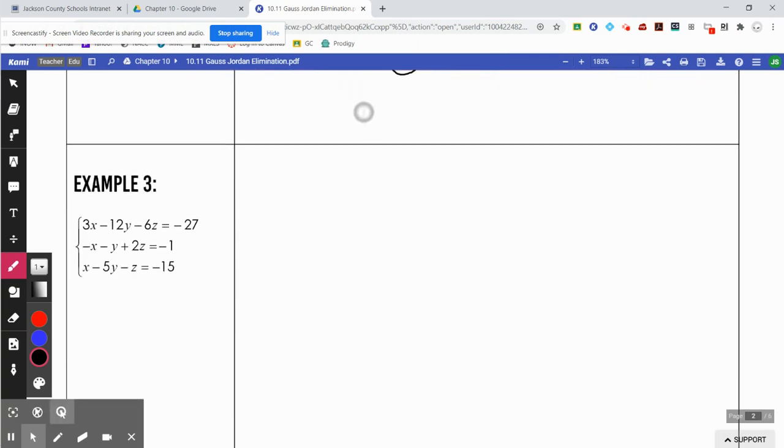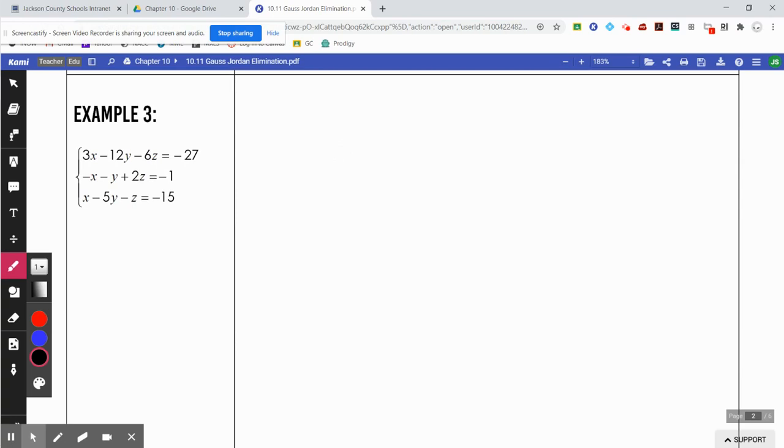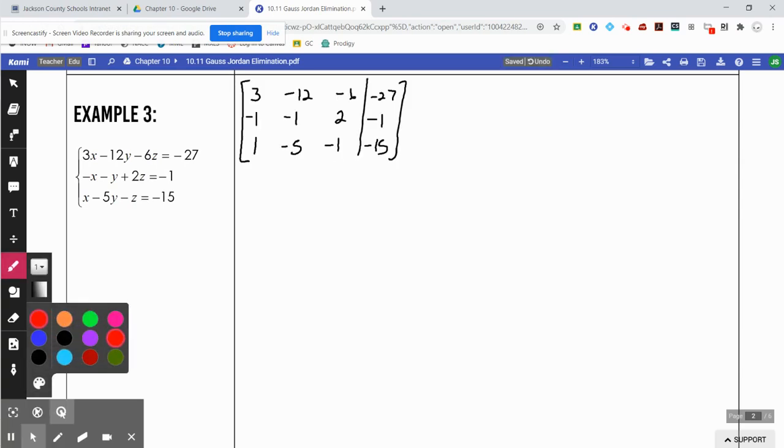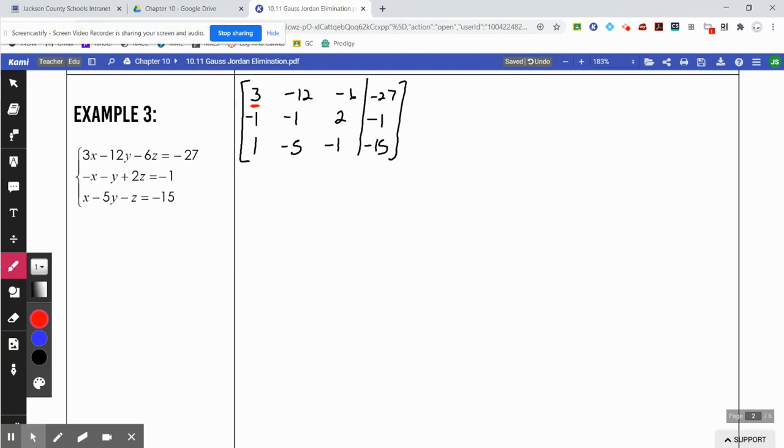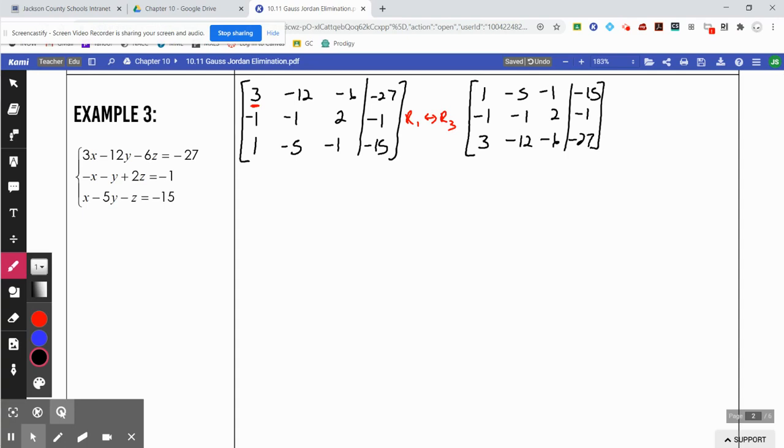Okay, example number 3. Again, first step, let's go ahead and write it as an augmented matrix. Now that we have it as a matrix, again, first step is we need to turn this into a 1. So we could actually just go ahead and swap row 1 with row 3, and row 2 will stay the same. We are now going to use that 1 to turn this and this into zeros.